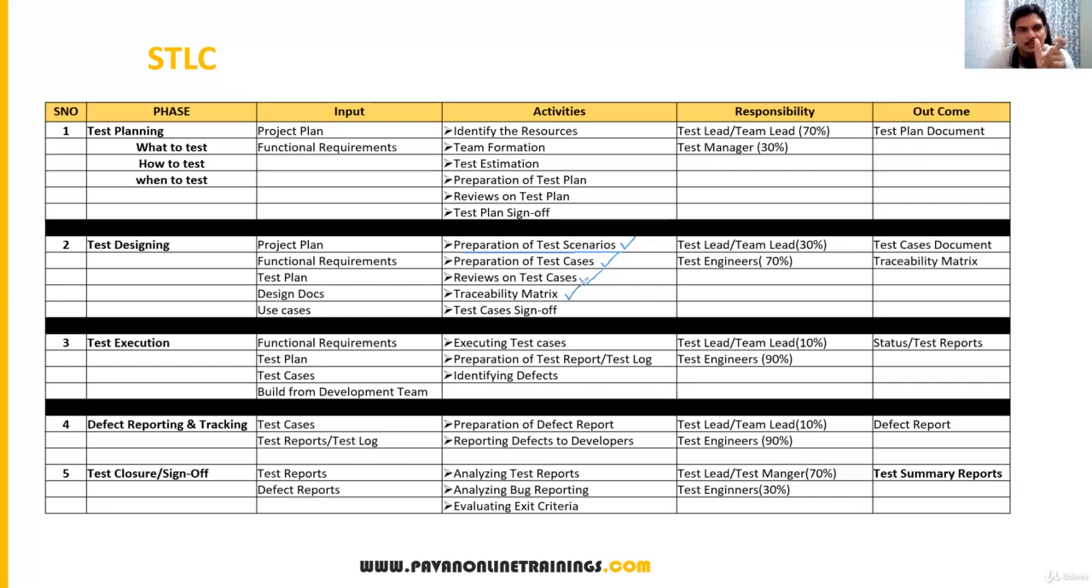So for requirement 1, how many test cases have I written? Requirement 2, how many test cases have I written? So each and every requirement we specify. Finally, the traceability matrix says what are the requirements you covered, and what are the requirements you have not covered.